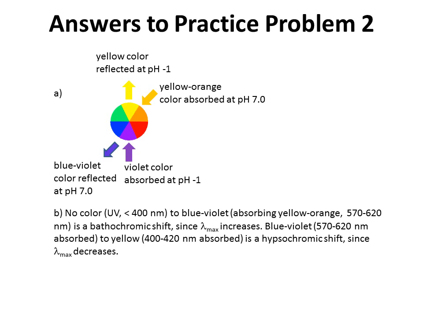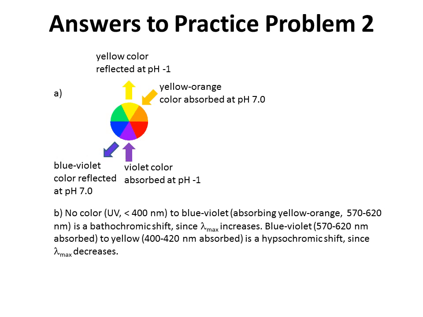Answers to practice problem 2. In part A, we can use our color wheel to figure out what happens with different colors. The blue-violet color that's reflected at pH 7 is caused by the absorbance of yellow-orange light, and the yellow color reflected at pH -1 is caused by the absorbance of violet light.